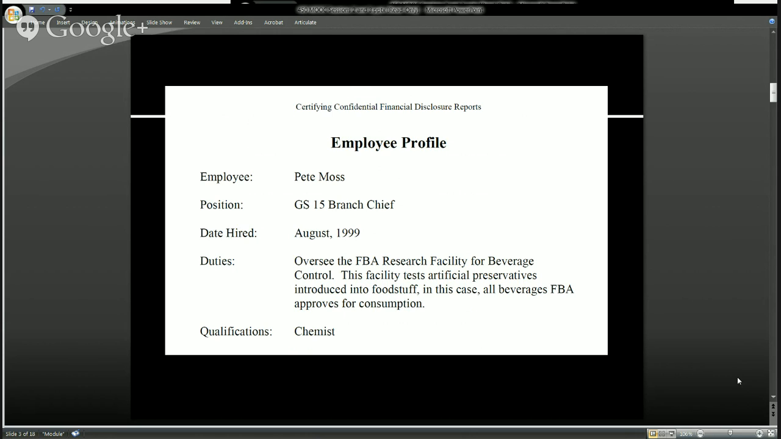So that's another way that you can find out and incorporate knowledge about an employee's particular duties into the review process. Another way you can do that is to contact the employee directly.